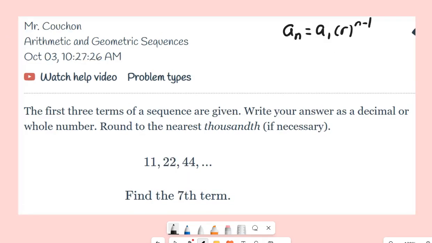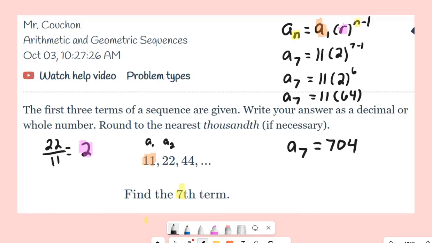Okay, please try this one on your own. I will be back with my solution in just a moment. Okay, once you plug in the nth term, which is the 7th term, you plug in a sub 1, which is 11, and you find the common ratio, which is 2, you're going to be able to plug these in, and it'll give you an answer of 704. So the 7th term is 704.